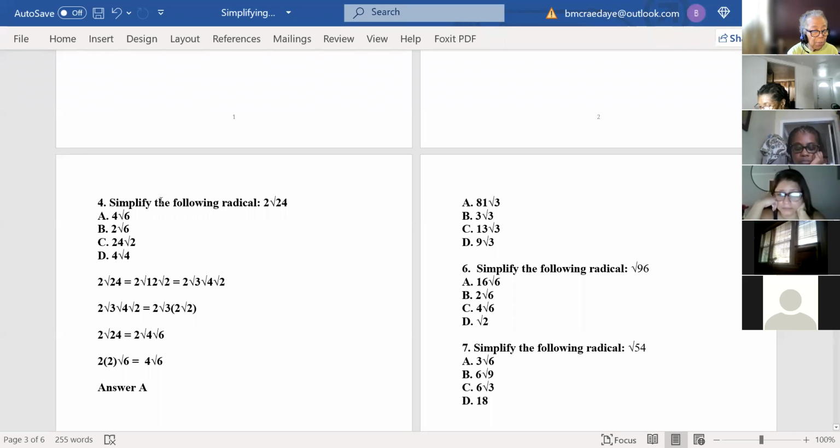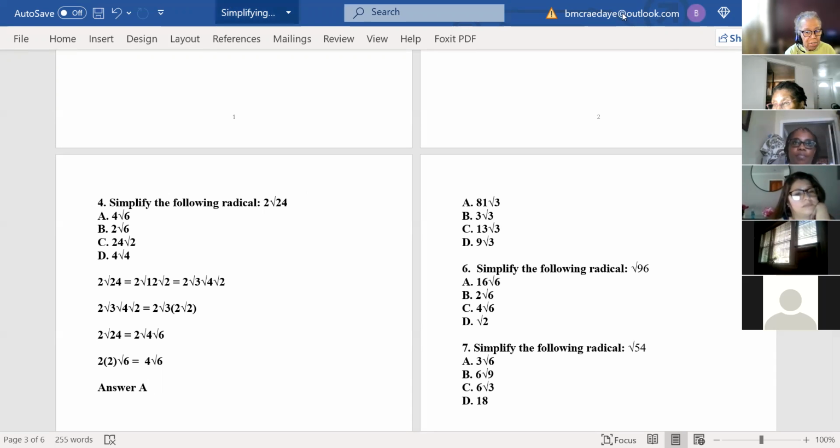So when you pick your numbers now, I know you know your perfect square roots. You know square root of 4 is 2, square root of 9 is 3, square root of 16 is 4, square root of 36 is 6, square root of 49 is 7. So once you know those perfect square roots, it makes it easier to simplify radicals because you'll pick numbers that have perfect square roots, which give you fewer steps to solve the problem. All right?